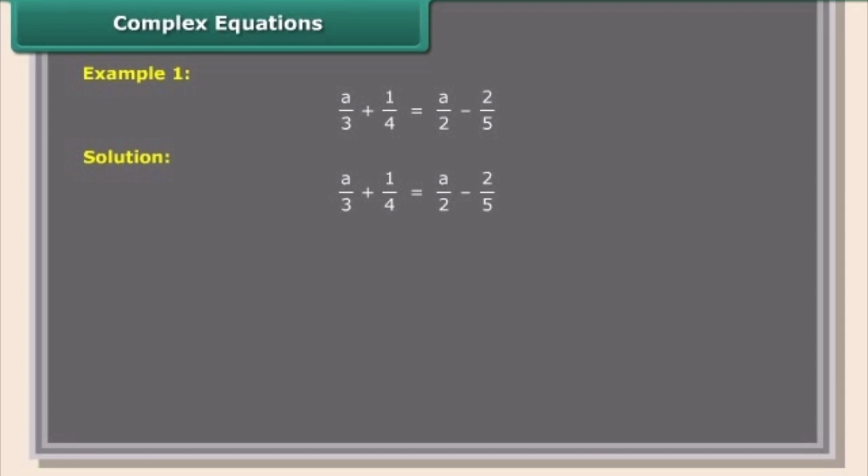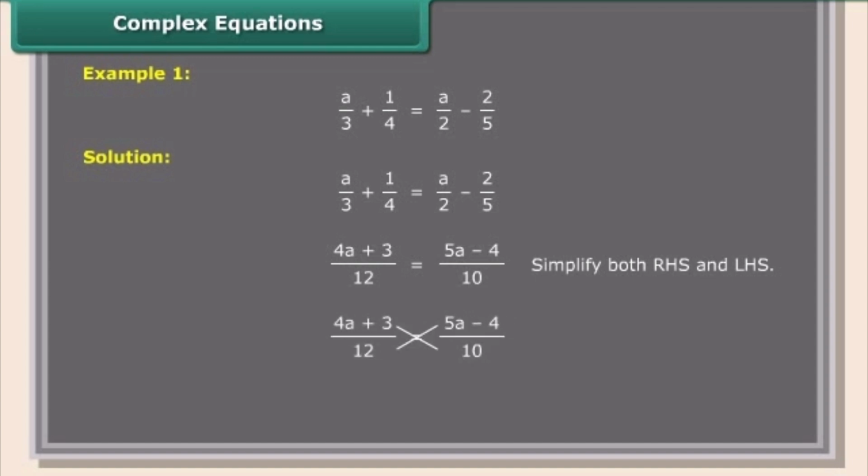Complex equations. Example 1. A upon 3 plus 1 upon 4 is equal to A upon 2 minus 2 upon 5. Solution. A upon 3 plus 1 upon 4 is equal to A upon 2 minus 2 upon 5. 4A plus 3 upon 12 is equal to 5A minus 4 upon 10. Simplify both RHS and LHS.